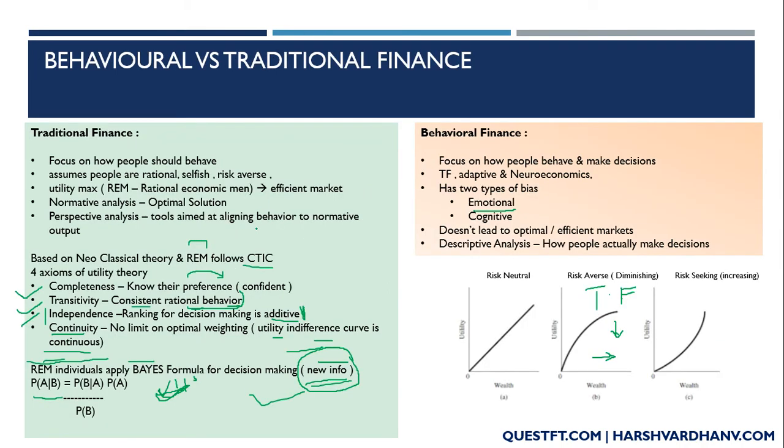We understood in the last slide that this is the utility curve. As the wealth increases, a risk neutral investor will have a straight line or an indifference curve. A risk averse investor will have a diminishing marginal utility, and a risk seeking investor will have an increasing marginal utility. As and when he gets wealthier, he will look for riskier options. This was the utility theory.